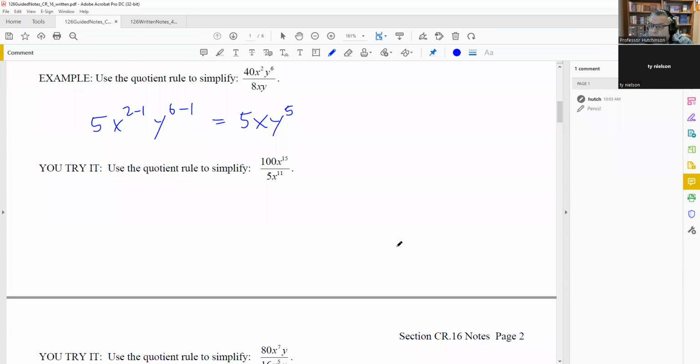We have a you-try-it problem on this, so we'll just do this together. 100 divided by 5 is 20. And then we have x to the 15 minus 11, and we get 20x to the 4th power. That would be your answer on that: 20x to the 4th.